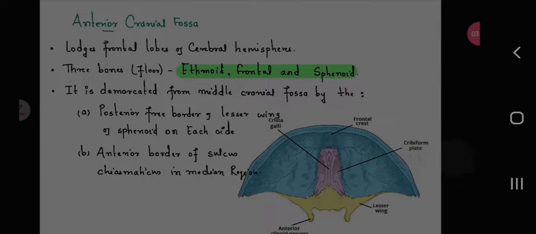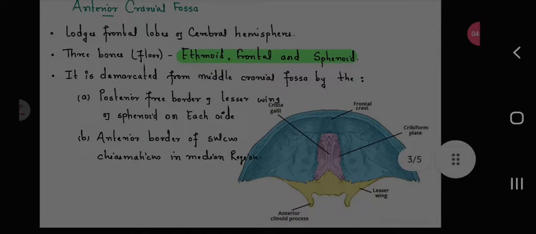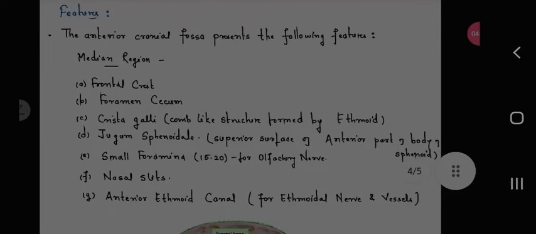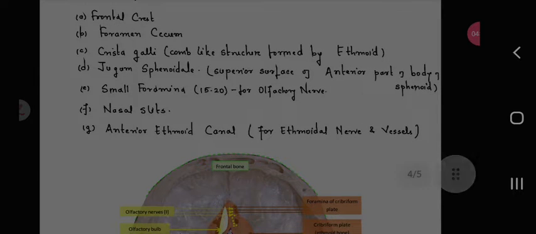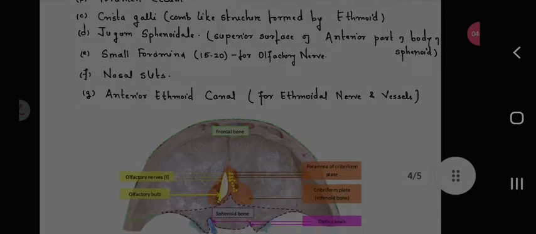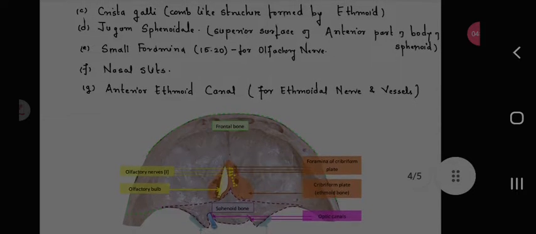The anterior cranial fossa lodges the frontal lobe of the cerebral hemisphere. It is formed by 3 bones: ethmoid, frontal and sphenoid. It is demarcated from the middle cranial fossa by the posterior free border of the lesser wing of the sphenoid on each side, and by the anterior border of the sulcus chiasmaticus. Features: the anterior cranial fossa presents the following features: median ridge, frontal crest, foramen cecum, crista galli, a comb-like structure formed by the ethmoid, cribriform plate, anterior clinoid process and lesser wing.